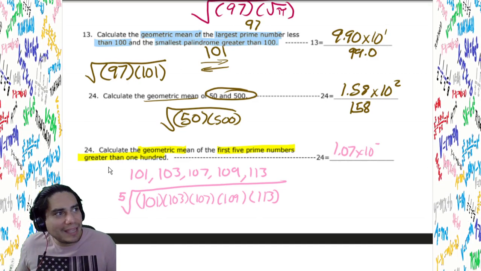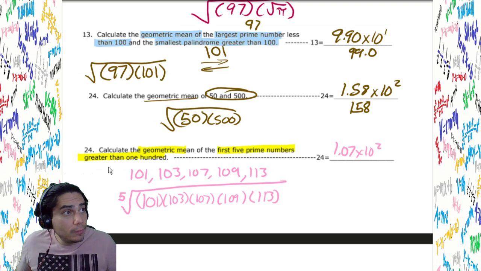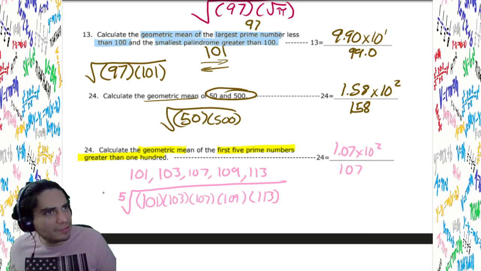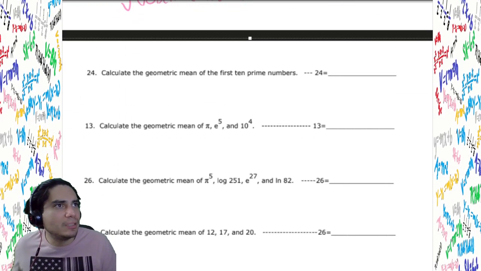1.07 times 10 to the second, or 107. All right, ladies and gentlemen, that's a good problem. That's some good work. Let's keep it going here.